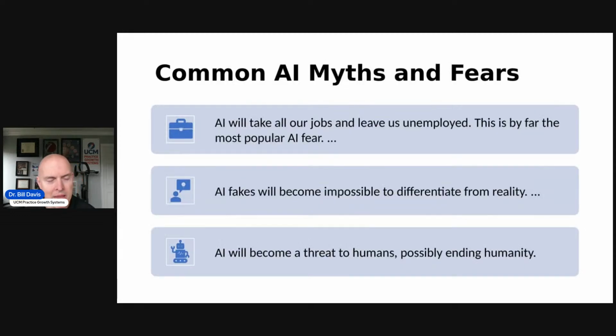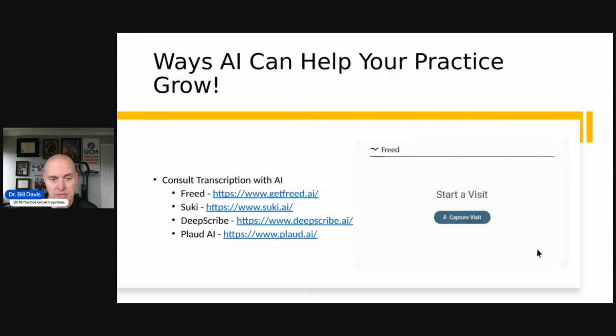So, some common AI myths and fears: AI is going to take all our jobs and leave us unemployed. AI fakes will become impossible to differentiate from reality. AI is a threat to humans. It will end humanity, right? These are things that people are afraid of when it comes to AI. I'm not talking about any of these things at this point. All I'm talking about is some ways that you can use AI technology, just like we use the internet, to improve the effectiveness and the efficiency of our practices.